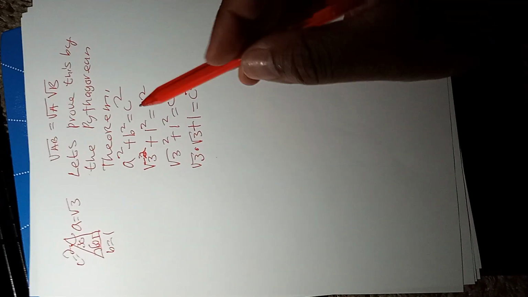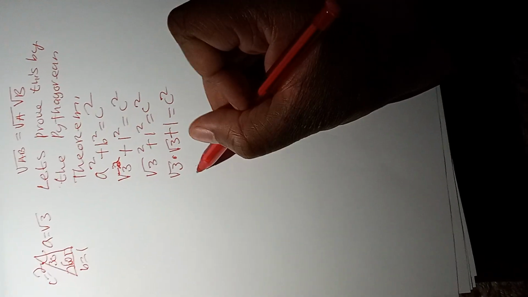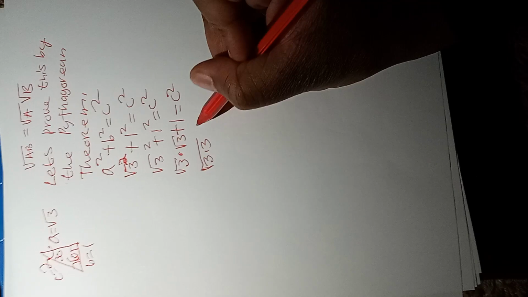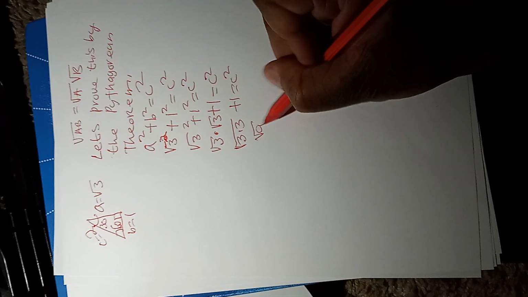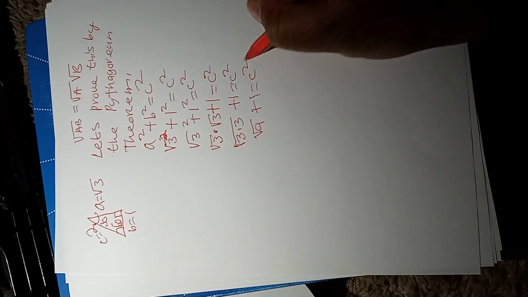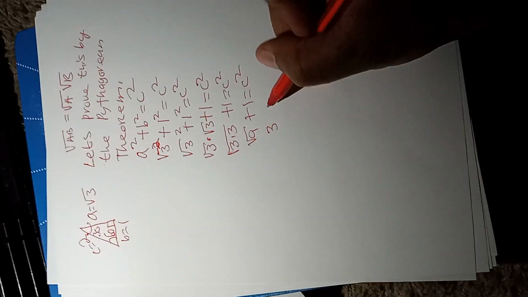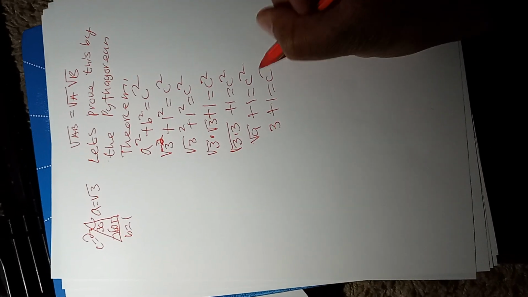And we need to know the formula: the square root of AB is equal to the square root of A times the square root of B. Right now, square root of 3 times square root of 3 is in the form of square root of A times square root of B, and we want to put it in the form of square root of AB. Since they're the same root, we could bring them together. So square root of 3 times 3 plus 1 is equal to c squared. The square root of 9 is 3, so 3 plus 1 is equal to c squared.